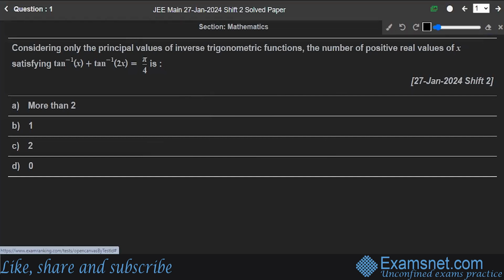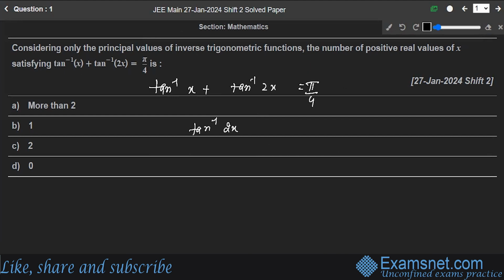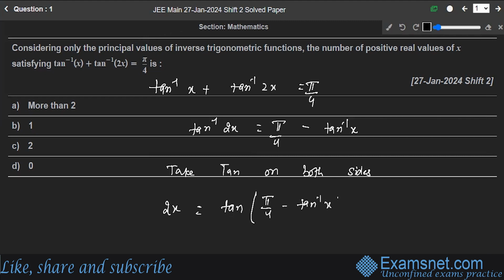It says, considering only principal values of inverse trigonometric functions, the number of positive real values of x satisfying this equation is. So let's write down the equation. You have tangent inverse x, tangent inverse 2x is equal to pi by 4, or I'll say tangent inverse 2x is pi by 4 minus tangent inverse x. Let's take tangent on both the sides. On both sides, you will have 2x is equal to tangent of pi by 4 minus this.